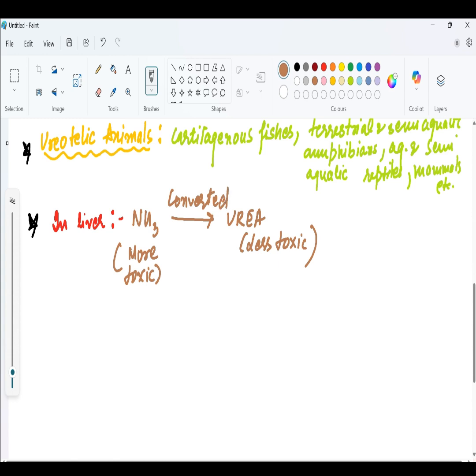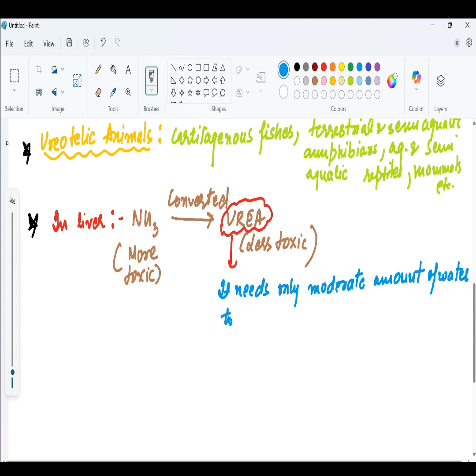All right. Why is it being converted into urea? This is what we have to understand. Because here it needs only a moderate amount of water to be eliminated. In ammonotelism, what did we study? That it requires a large amount of water to be eliminated. But in the case of ureotelic animals, it needs only a moderate amount of water to be eliminated. So this is the main part that we have to understand here.